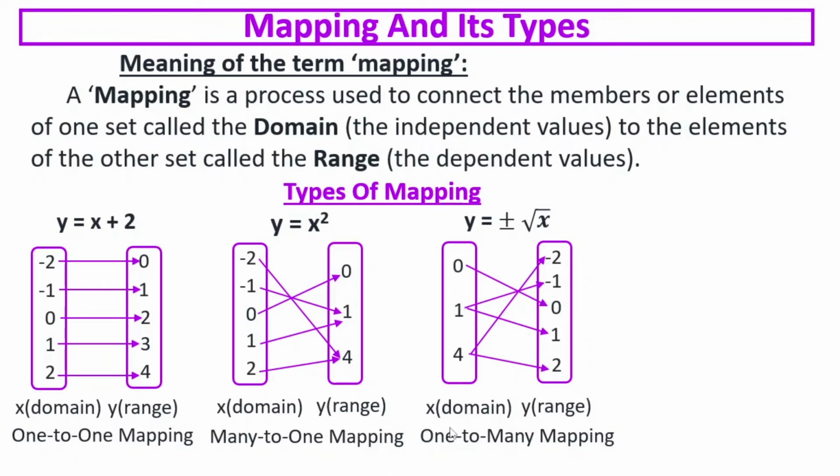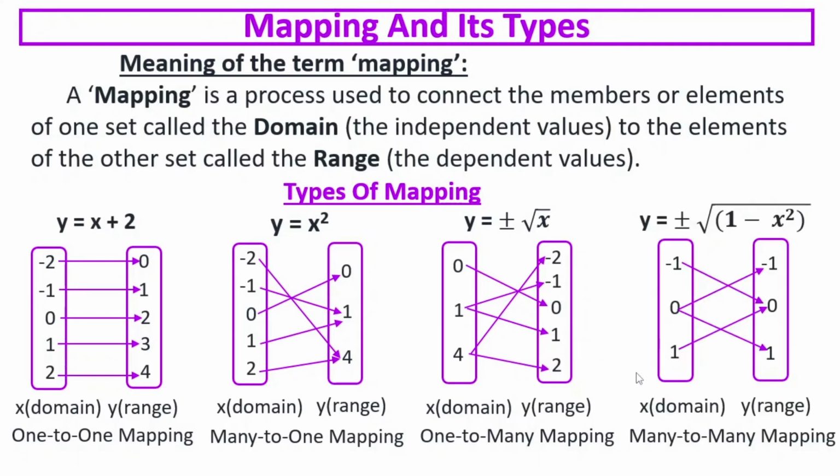The first one will always be referring to the domain set and the second one will be referring to the range set. Okay. Finally, the fourth mapping is many-to-many mapping. Many to many means many values of x mapped to many values of y. It is a bit confusing. So let us take the example. Let us see what is the actual meaning of it.